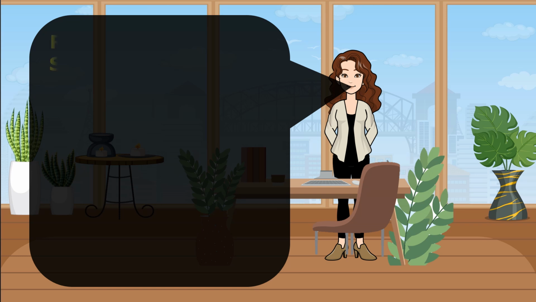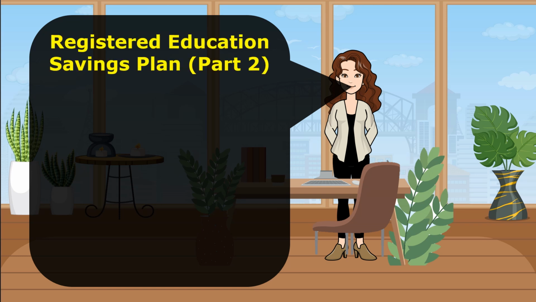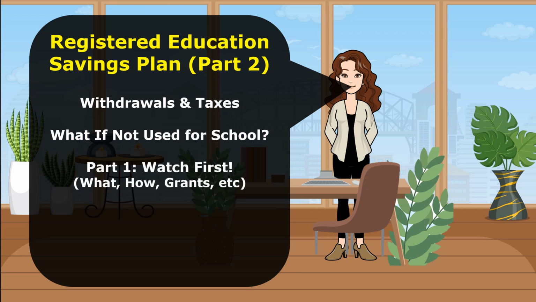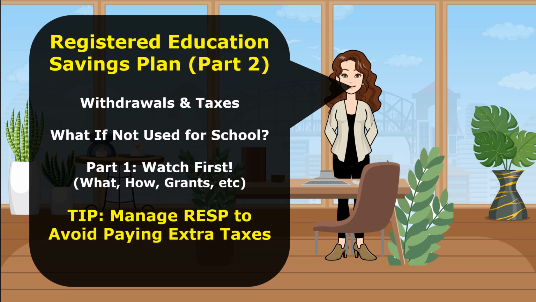Today's video is part 2, all about the Registered Education Savings Plan. We'll go over how withdrawals and taxes work in an RESP. What happens if the child decides not to go to school? In part 1, we discussed what the RESP is, how it works, and the grants you can receive inside the plan. If you haven't seen it yet, I recommend watching part 1 first and then coming back to part 2. At the end of this video, I'm going to share a tip to help you manage your RESP and avoid paying extra taxes. So let's jump right in.